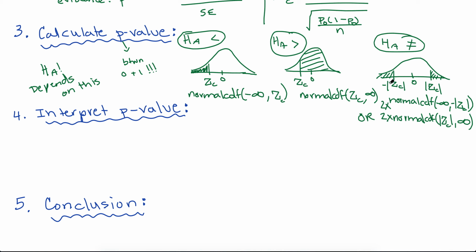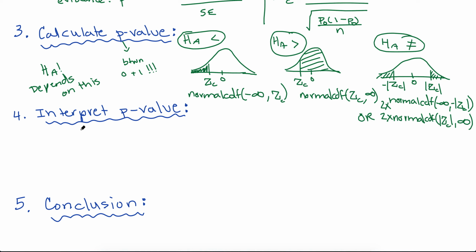So if HA is not equal to, you need to find one side and double it. Less than or greater than, it's talking about one specific tail, one specific direction. No doubling needed, just find that one specific direction. All right, almost done. Once we find the p-value, make sure you can explain what that means.